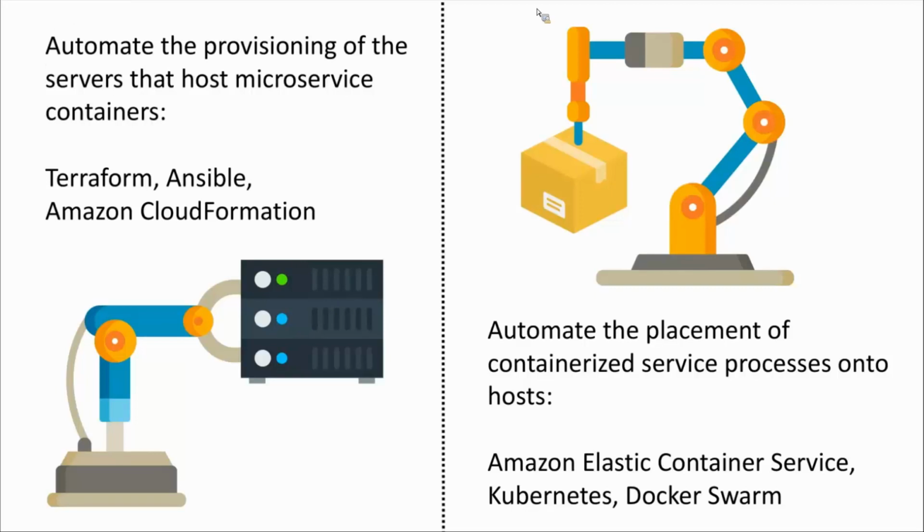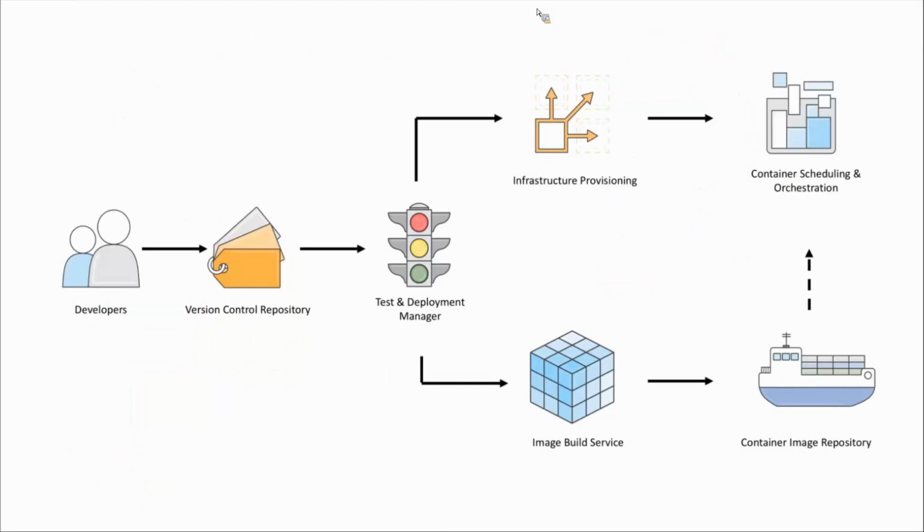And then finally, I want to automate the placement of my actual processes onto those hosts. So with containers, that's a container orchestration tool. So how do I deploy, manage, and scale my containerized processes? So I could use something like Amazon ECS, or I could use Kubernetes, or I could use Docker Swarm. There's a ton more examples out there.